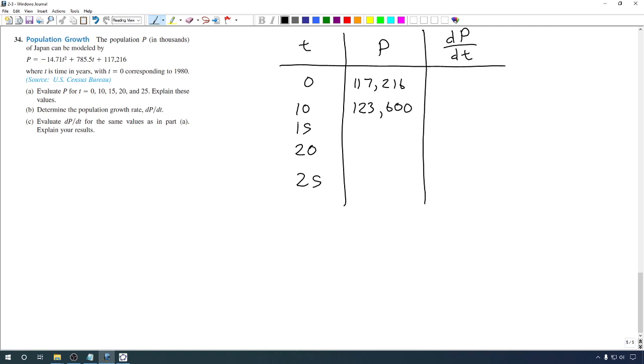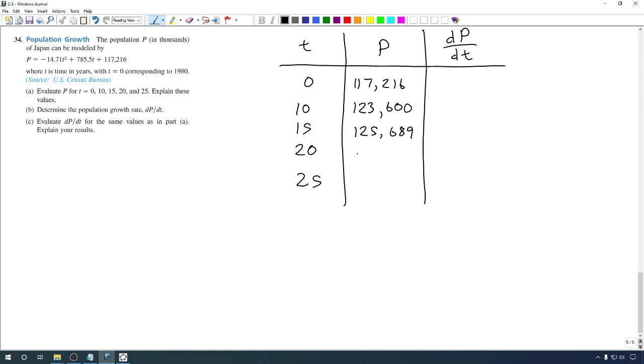Then I do the exact same thing with 15, 20, and 25. And I'm going to walk through each one of those. For 15, I got 125,689. That's actually slightly rounded. These two are exact, but this one had to be rounded up slightly. I think it was like 688.75 or something like that.